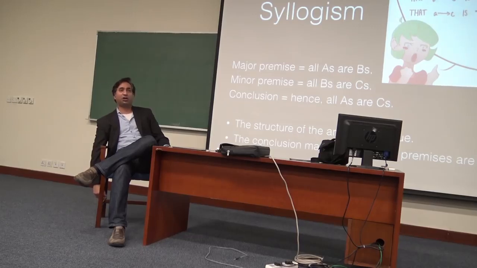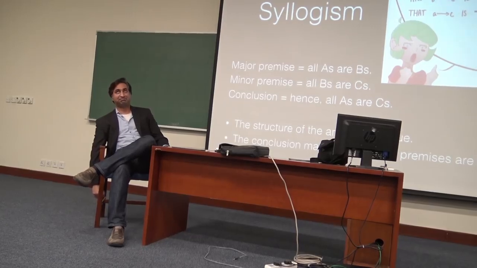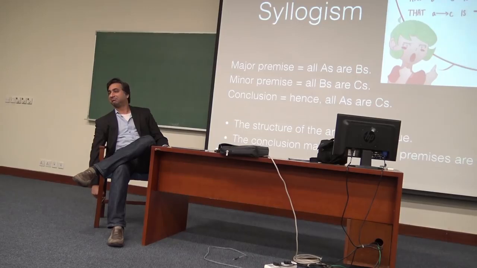So let's say that all LUM students are geniuses, right? And all geniuses are under the age of 25. Then it would follow that all LUM students must also be under the age of 25. Or some rubbish like that.